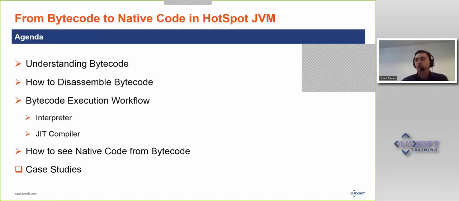This is the agenda for today. We will start by understanding the bytecode. We will discuss how to disassemble the bytecode in order to get a human readable form, how the bytecode is executed during the runtime with regard to the interpreter and the just-in-time compiler, how to check the native code that was generated based on the bytecode, and we'll run some case studies. This is mainly, in a nutshell, what we are going to discuss in the current presentation.